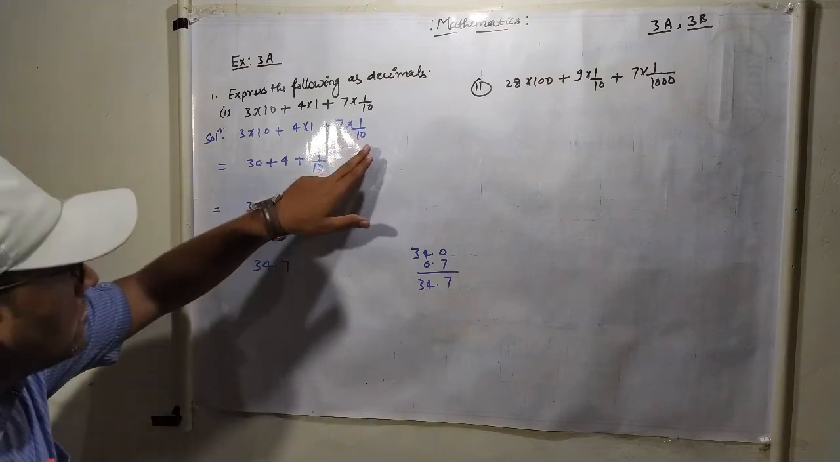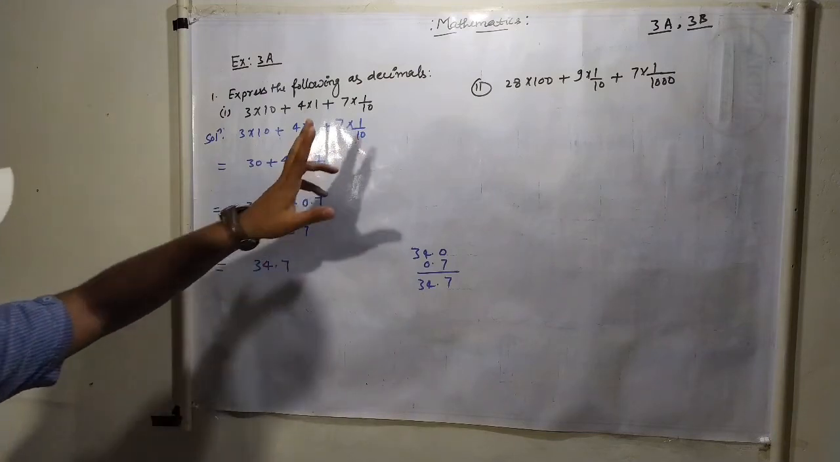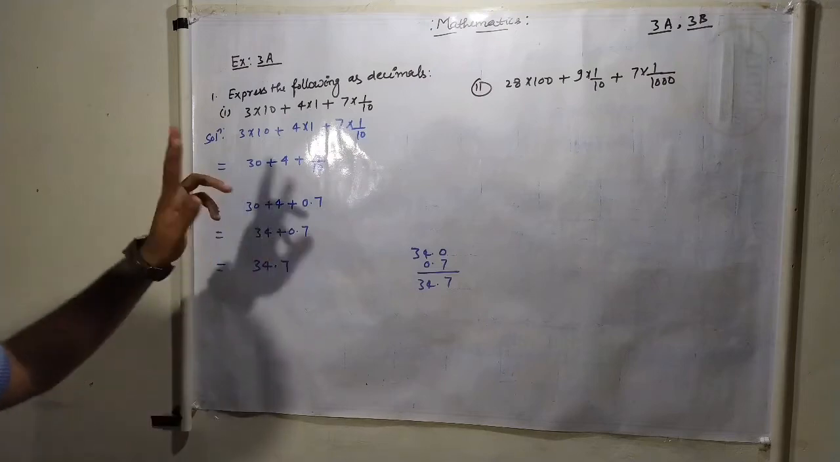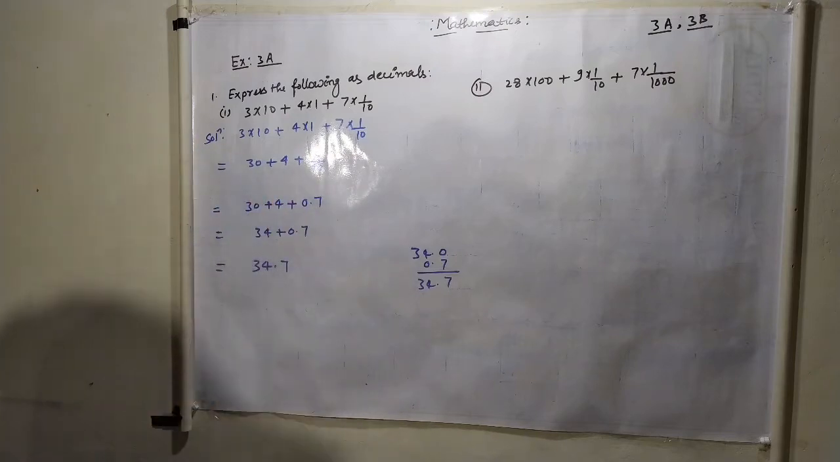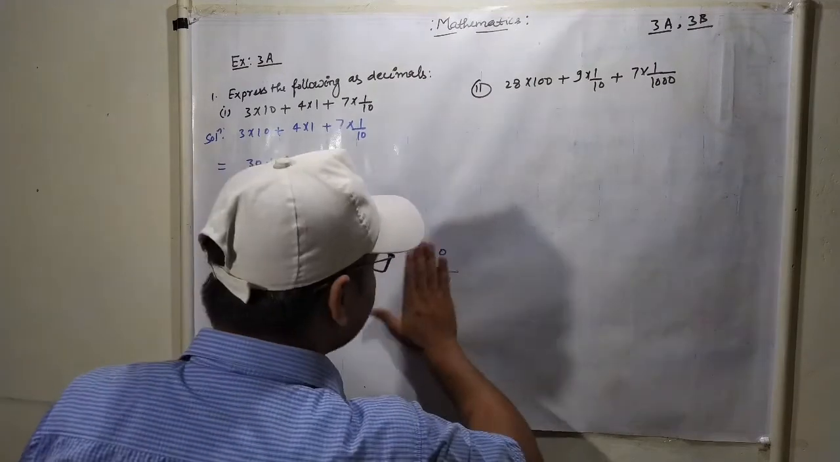Here is a 1 and a 0, so there is 1 decimal point. If 2 zeros, there are 2 decimal places. If 3 zeros, there are 3 decimal places. This is the first one. Now the second one.